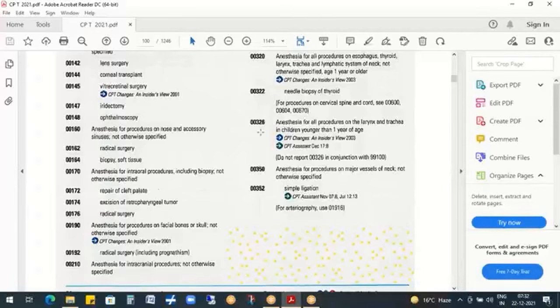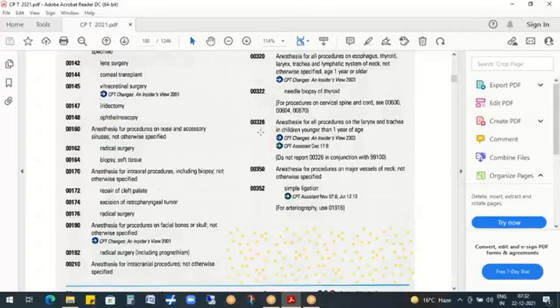00352. What is the rule? What is the hint given for you in the parenthetical note? For arteriography, use 01916. If arteriography is performed, you can use that code. Those are nothing but parenthetical notes. First, we need to read the complete code. Then we need to look for the parenthetical note.